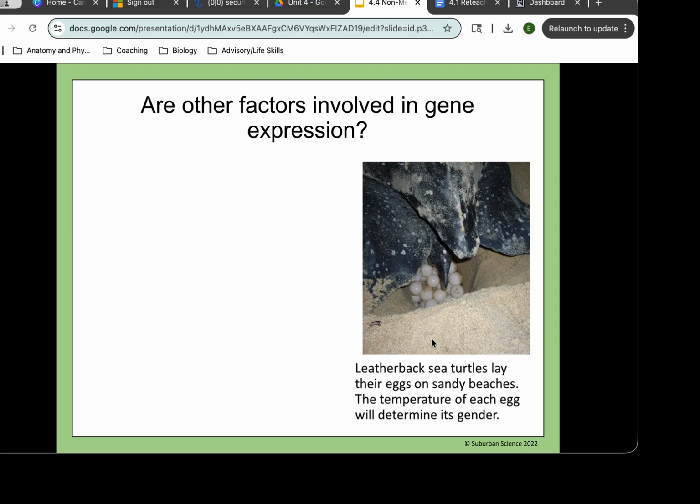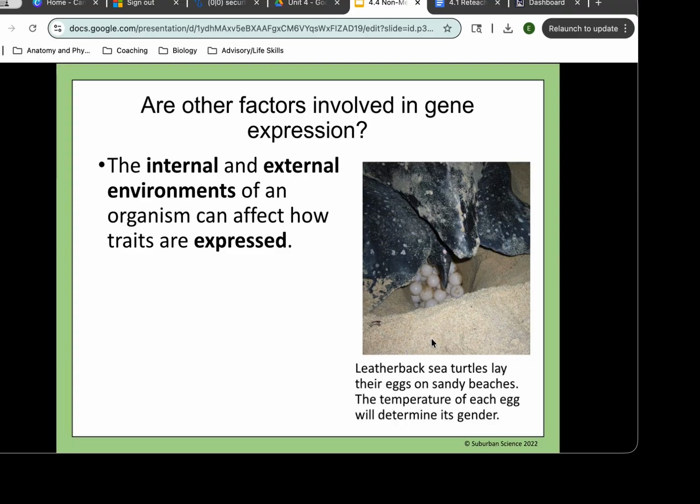Oh, sorry, I forgot there was one last part. Are there other factors involved in gene expression? Is everything just what mom and dad were, or are there other things that contribute? The short answer is yes. There are both internal and external environmental factors that can change how an organism expresses its traits. Internally, that might be things like hormone levels. If they're high or low, that can change how a gene does its job or which genes get expressed. Immune responses in particular: a lot of autoimmune disorders are problematic because they change how a cell expresses what it has, so it does different things.